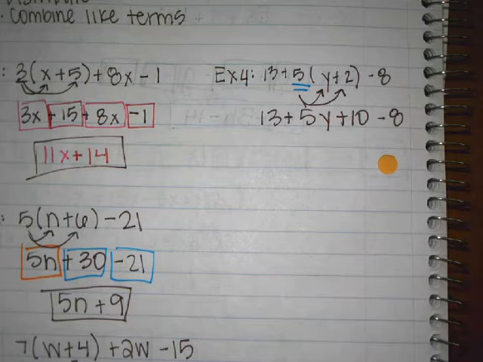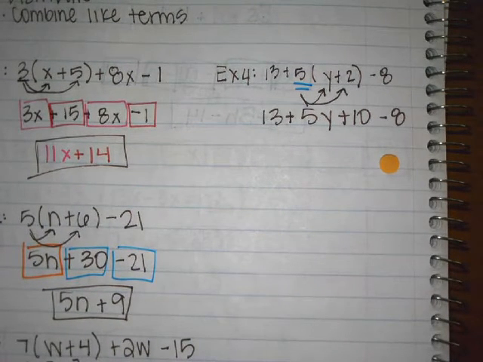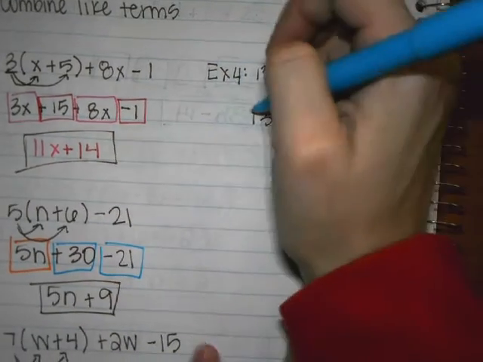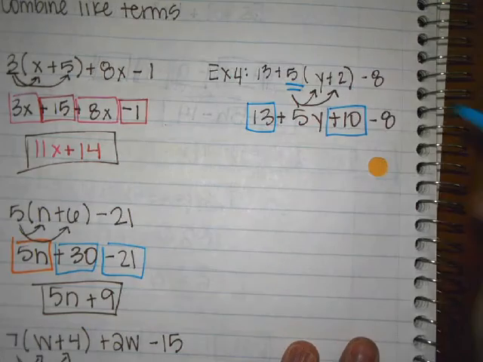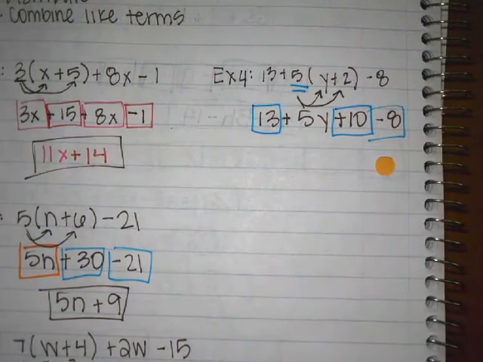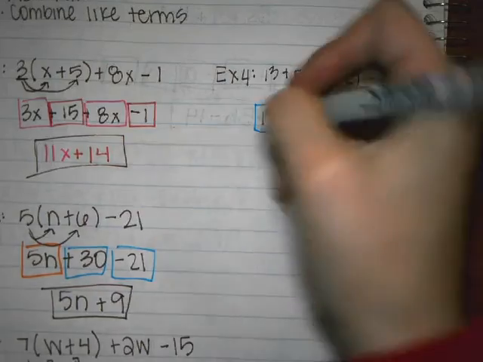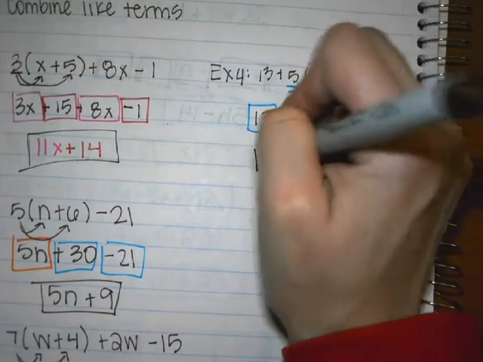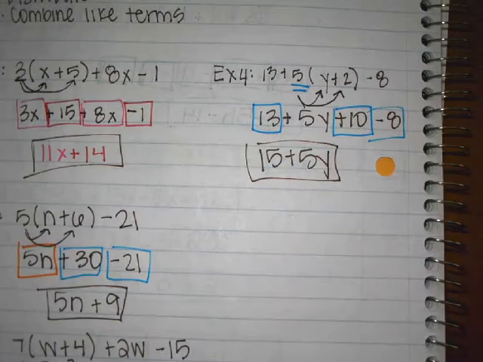Number 14. Mr. Cooper. What'd you combine, bud? Okay, how'd you get the 15? So 13 plus 10 is? And then 23 minus 8 is? And then you just told me the plus 5y. Did that make sense with the parentheses in the middle, guys?